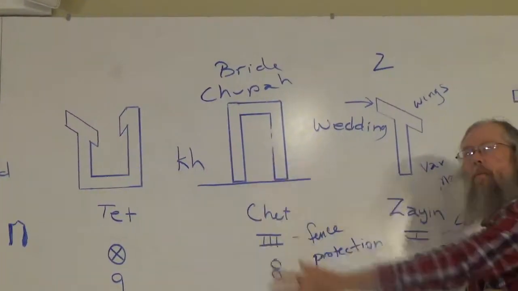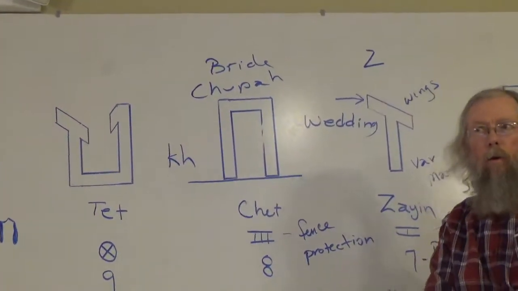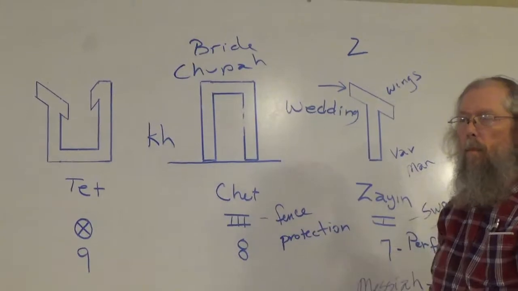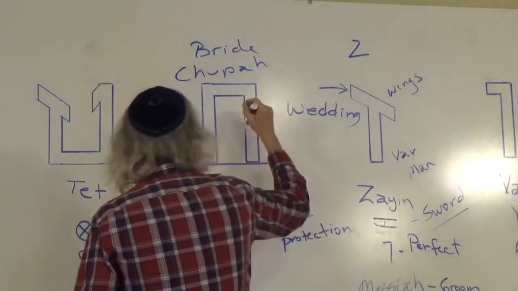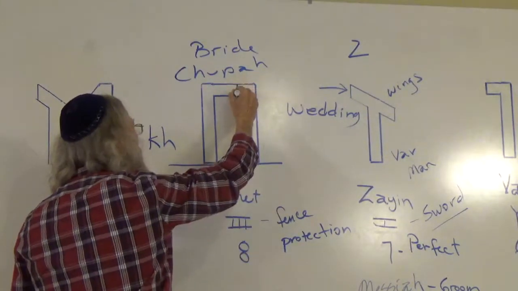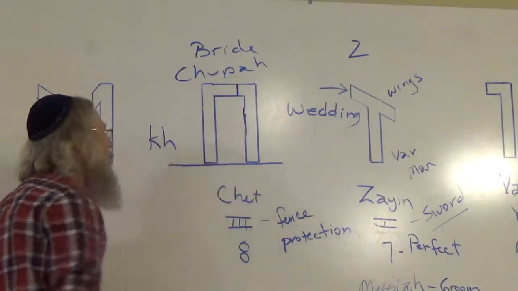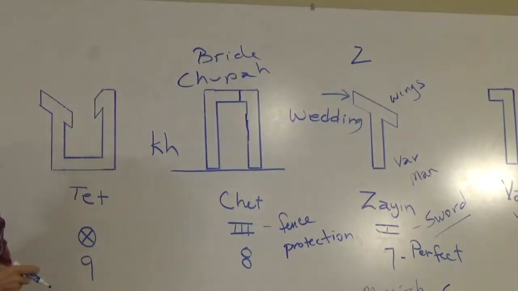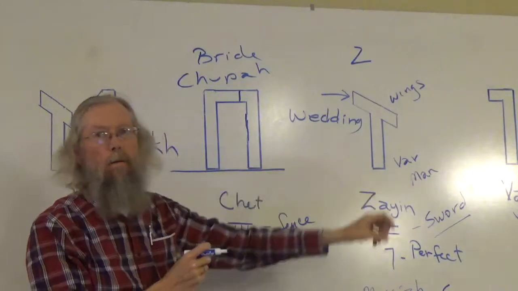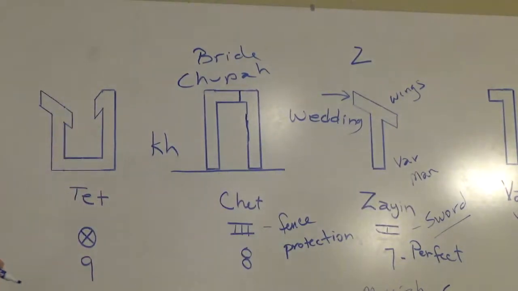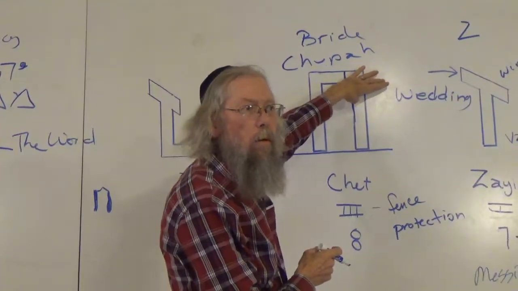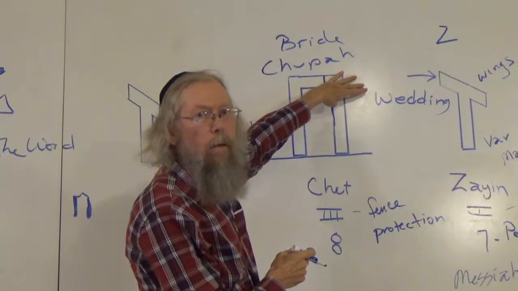So, we're talking about a bride coming to her wedding day. This is the chuppah. By the way, just so you can see it, if I were to put just this little mark right here, now what do you see? A vav and what? The vav and the zayin. The zayin is spreading his wings over his bride. That's the chuppah.